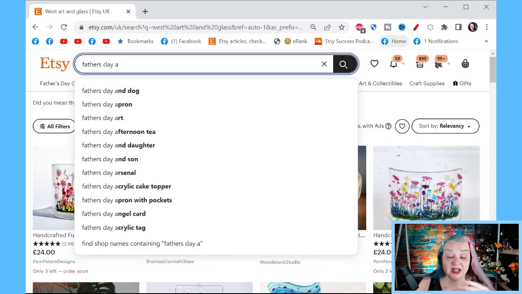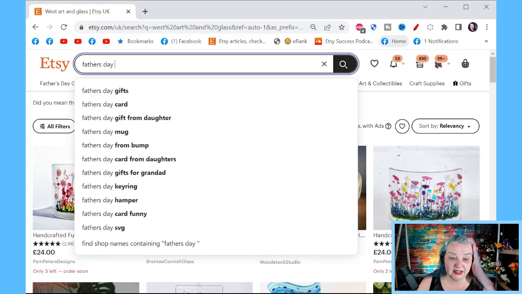The more you type, the less specific, the less good the keywords are likely to be. So I wouldn't be sure that these are necessarily good, but they might give me ideas. So I'll go and have a wee look for Father's Day art or something like that and see if it's a good keyword. And then once you've gone through all that and seen if you've got any ideas, you delete the A and stick a B in.